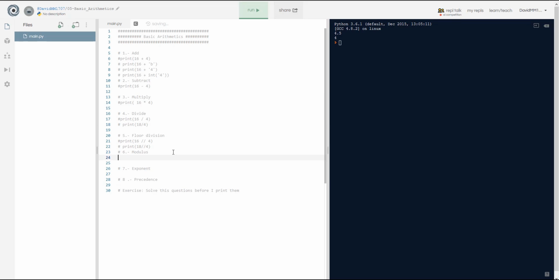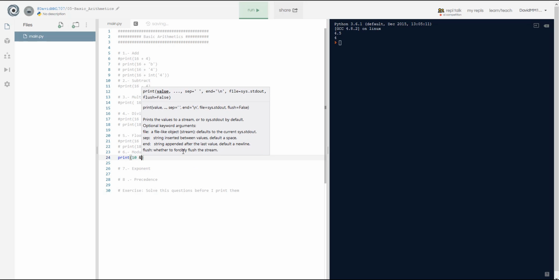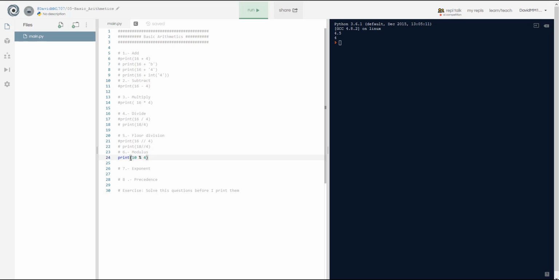And now we have modulus. With modulus, we are going to divide and we are going to keep the remainder. For example, 10 modulus 4 is going to divide 10 divided by 4, and we are going to keep the remainder 2.